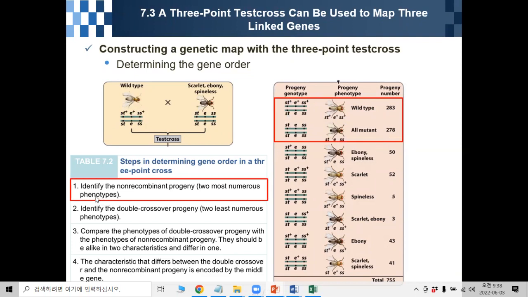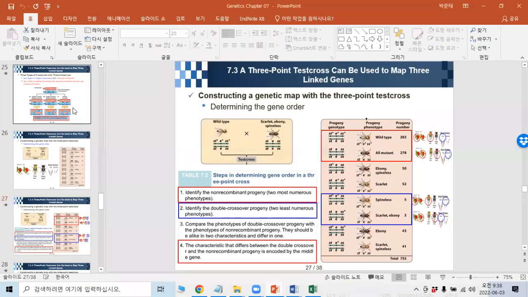First of all, you have to identify the non-recombinant progeny: the two most numerous phenotypes. This is the non-recombinant progeny. Important, you have to know. Another one is to identify the double crossover: the two least numerous phenotypes. Before that, you have to know this.